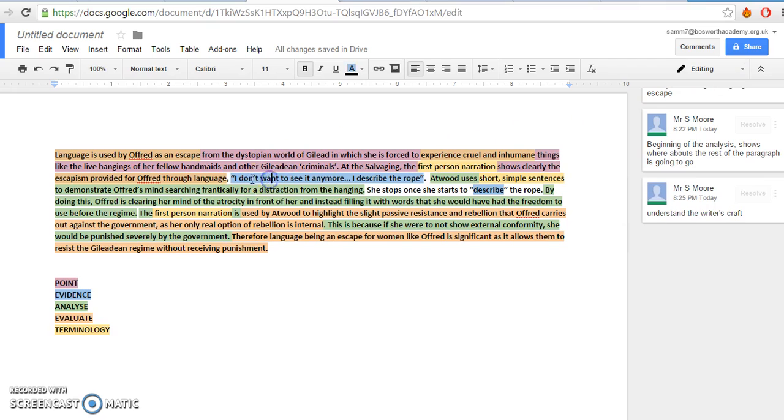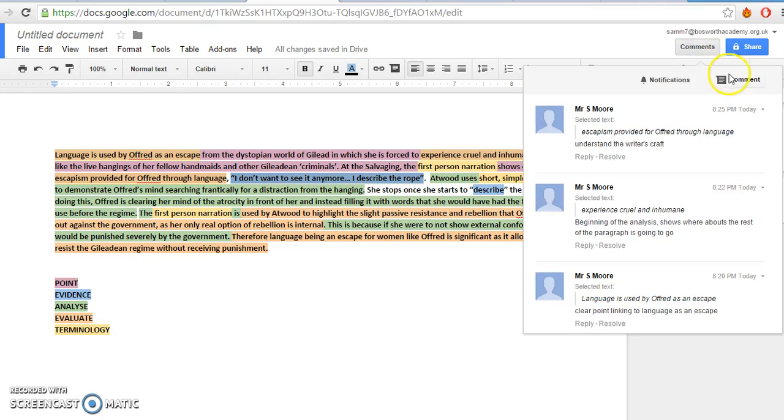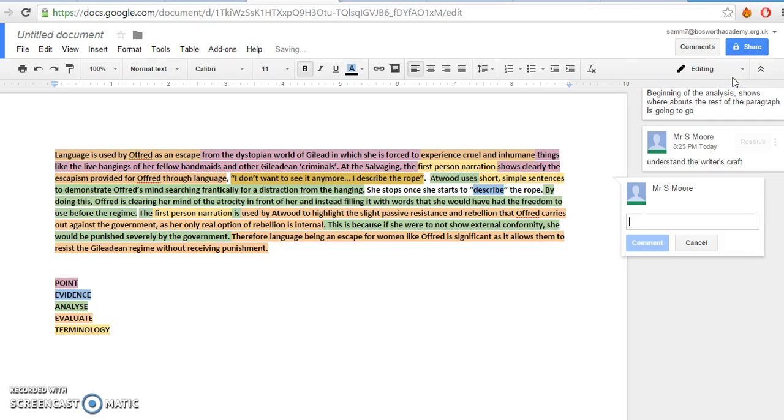So with this bit of evidence, it's nice and short, it's nice and concise, and it's a key part, quite a bit that we all remember. Okay, so concise, clear evidence, which is brilliant. Always good to get the writer's name in, so rather than just say she uses or the use of, to say Atwood shows you understand this is her text.